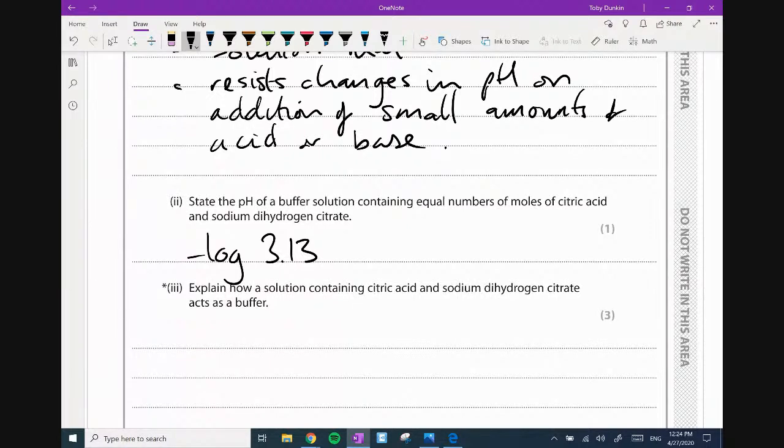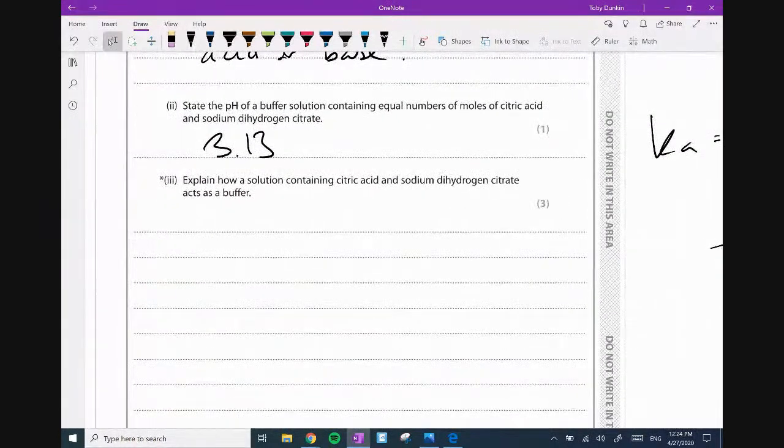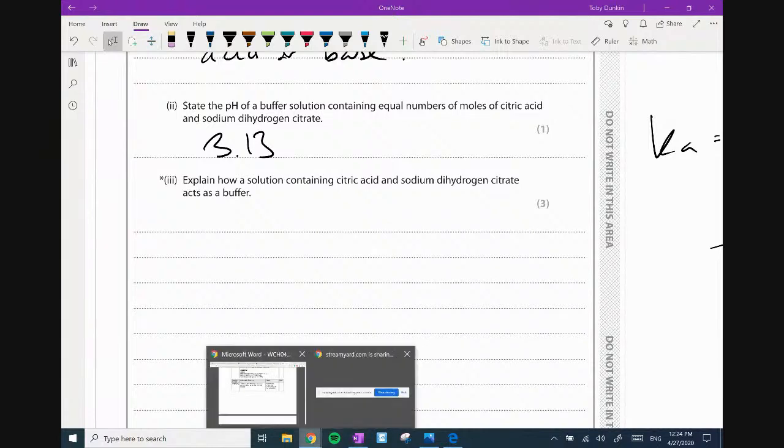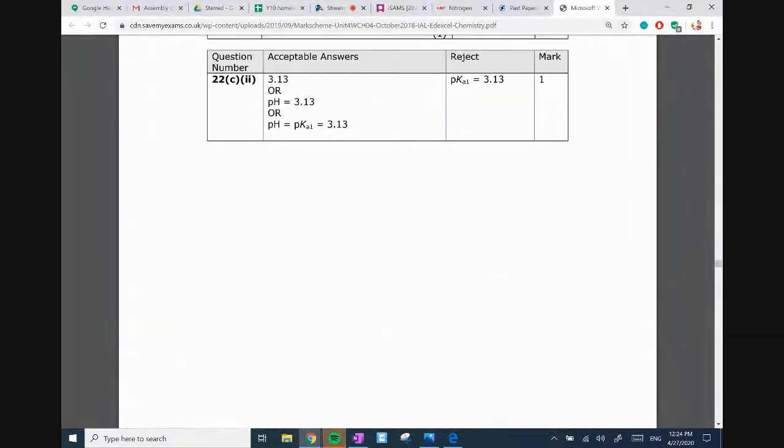Oh. Minus log 3.13. pH? Oh, that's interesting. What have I done there? Oh no, pH equals pKa. Oh, it's already done for me. 3.13. There you go, done. Check the mark scheme. I clicked the wrong button. The mark scheme, 3.13. There you go.